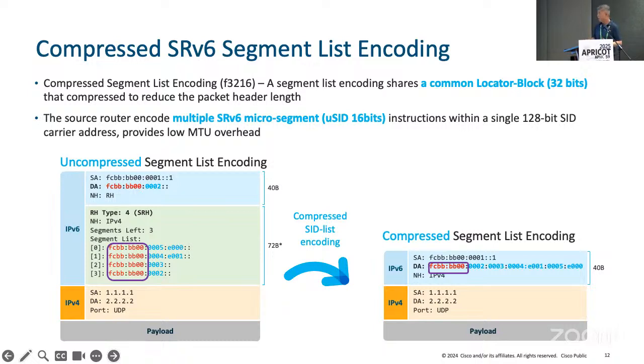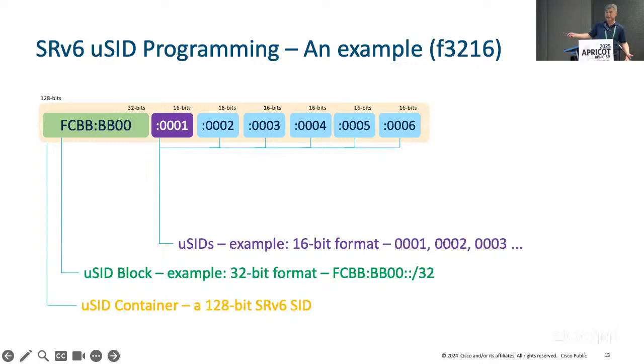For example, if I have this 128-bit container, at the very beginning it is 32 bits as the block. And then I have 6 nodes that can easily be carried in this segment list, right? This is called compress. This is making these 128 bits more efficient. Okay, so let's take another close look at how these micro segments look.